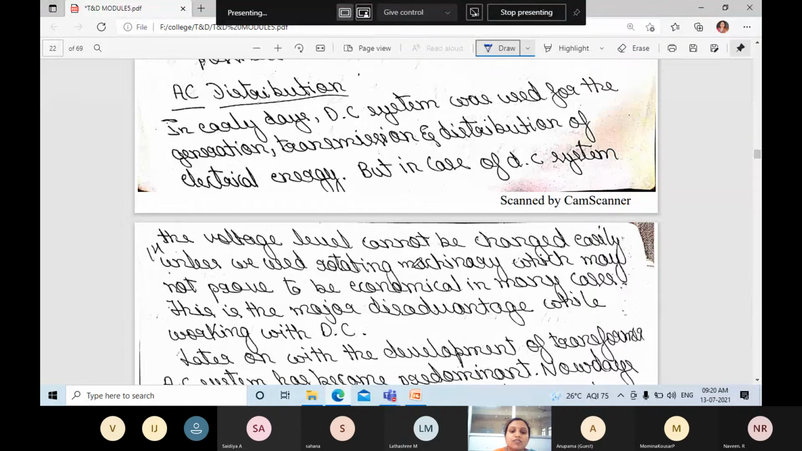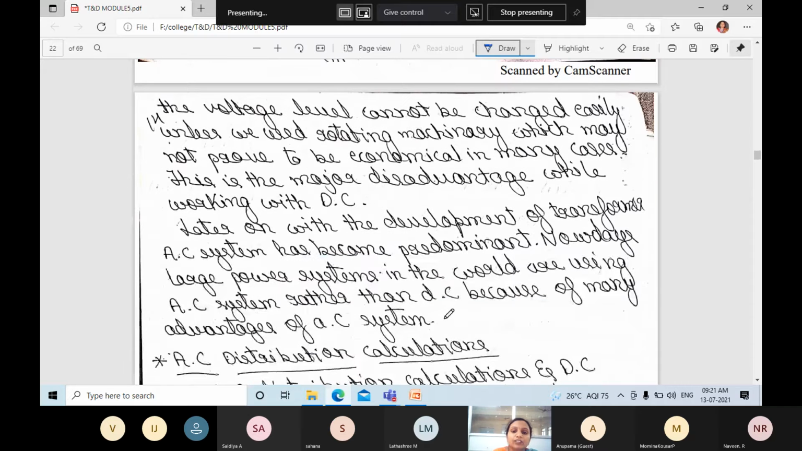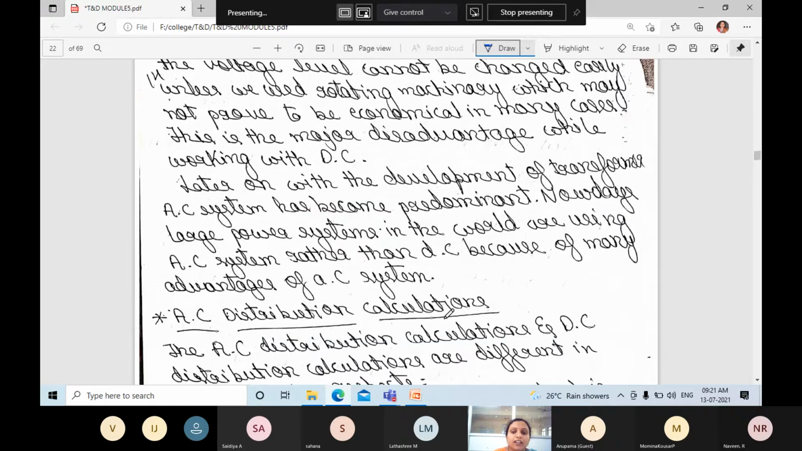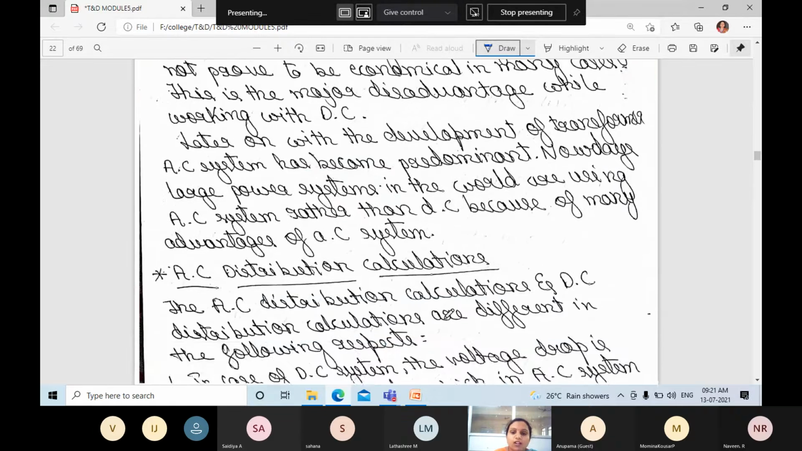It requires a rotating machinery, which may not prove to be economical, which will be costly in many cases. This is the major disadvantage while working with DC. Later on, with the development of the transformer, the AC system became predominant. Nowadays, large power systems in the world use an AC system rather than DC because of the many advantages of an AC system. We are using only the AC system daily.